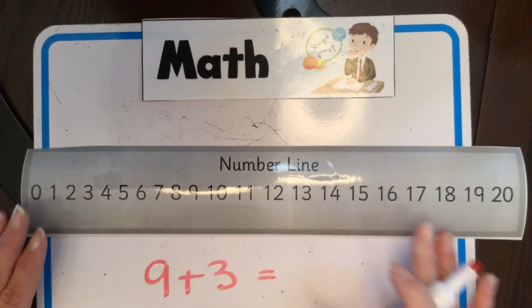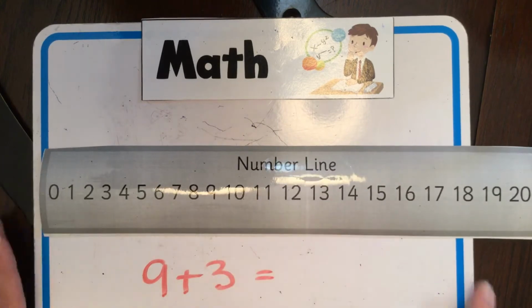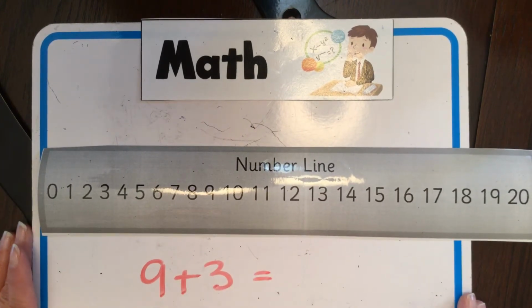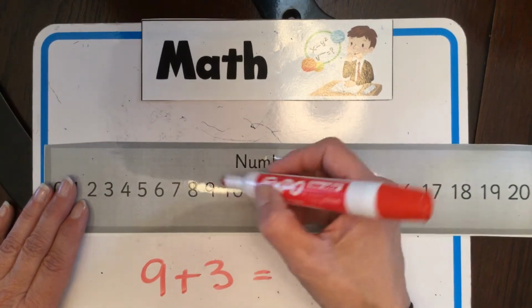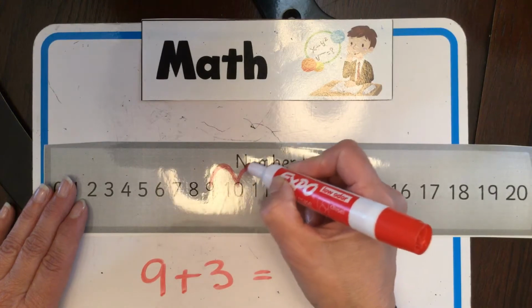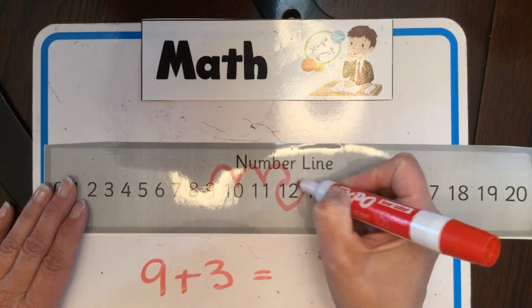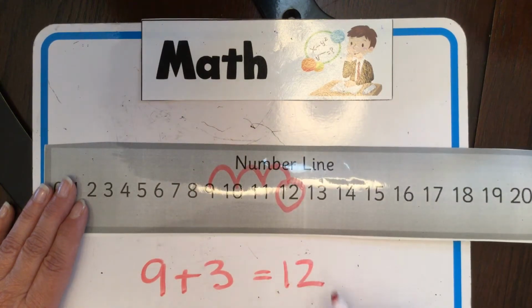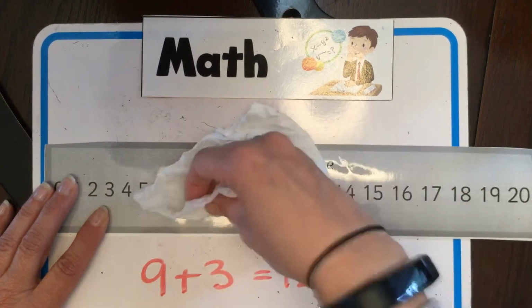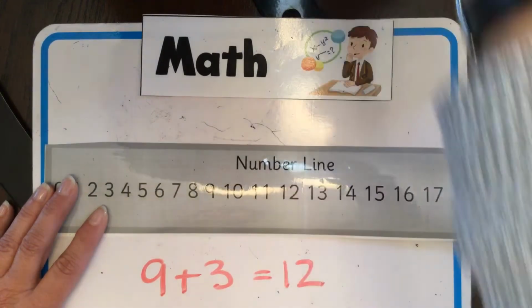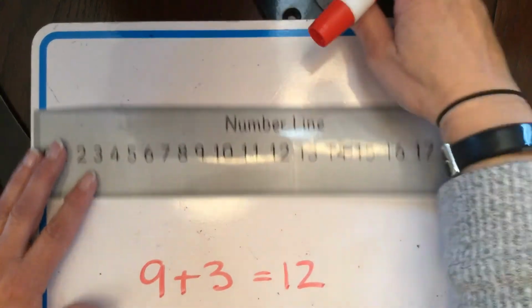In addition, it doesn't matter what number I start on my number line, but it's always faster if I start at the big number. So I'm going to start at the big number, and I'm going to bounce forward 3. So from 9, make 3 nice bounces. 1, 2, 3, and that means my answer is 12. Very easily solved. Let me grab my eraser. Your number line is also erasable.